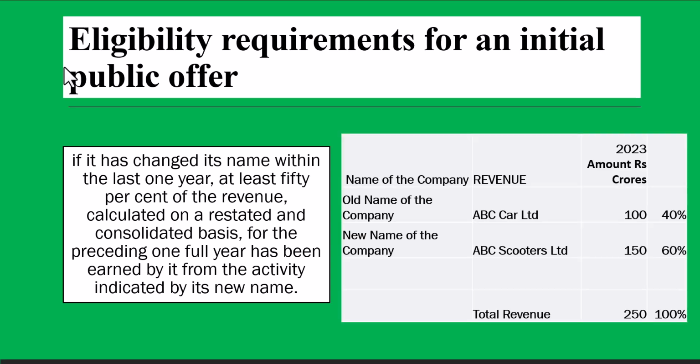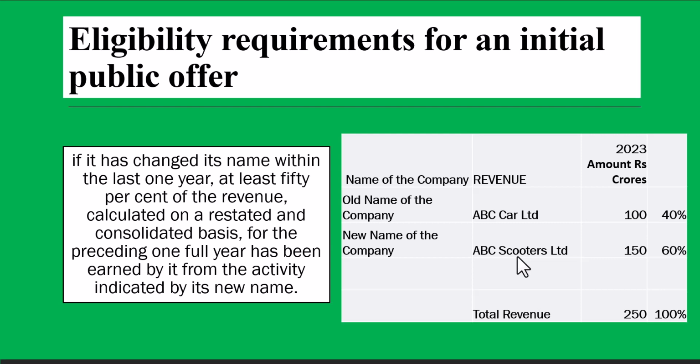Let's take an example here. The old name of the company was ABC Car Limited. Look at the second thing here, name of the company, revenue. Now the new name of the company is ABC Scooters, which means the company has changed their business. If you look at the revenue, it was 100 crores with the old name, and in 2023, with the new name, its turnover was 150 crores. So 60% of its revenue is from the new name. The total revenue was 250 crores, which is 100% of the revenue, and 60% was coming from the new name. Now, Shubhangini, just read this and tell me whether this company is meeting the criteria of an IPO.